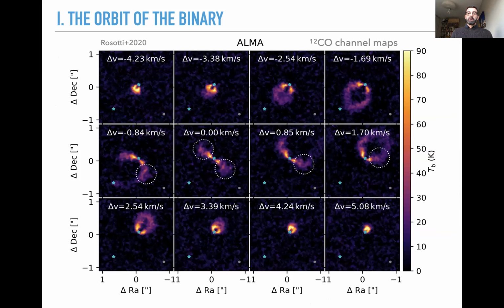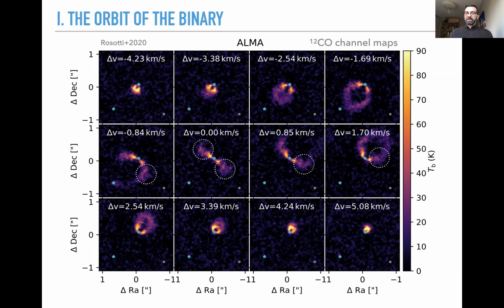We also use the channel maps to compare our results to ALMA observations. Here we see the channel maps observed by Rosati et al. And the 2 large spirals result in deviations from the Keplerian velocity in the disk, which are visible in these channel maps as deviations from the usual butterfly pattern. And these deviations, shown in the dotted circles here, are often called kinks.